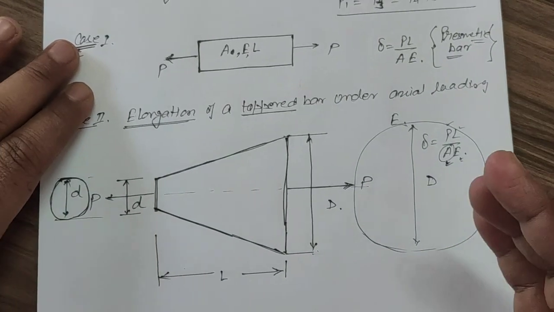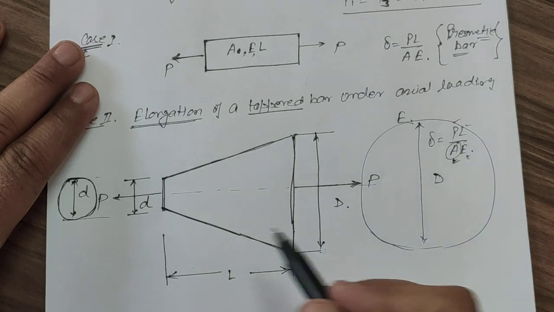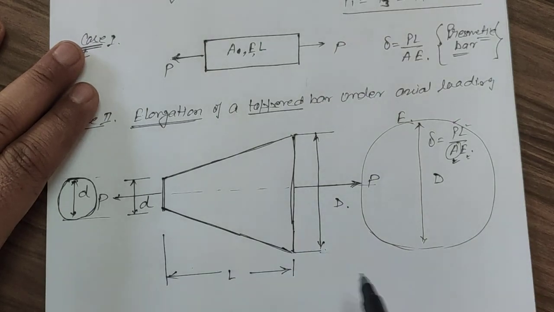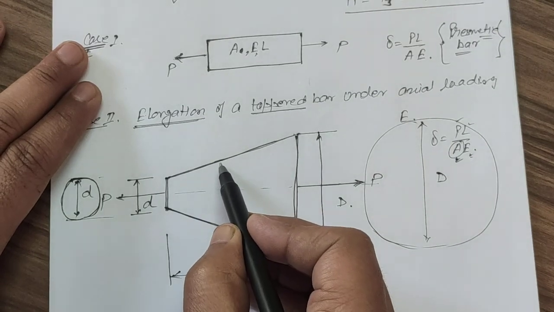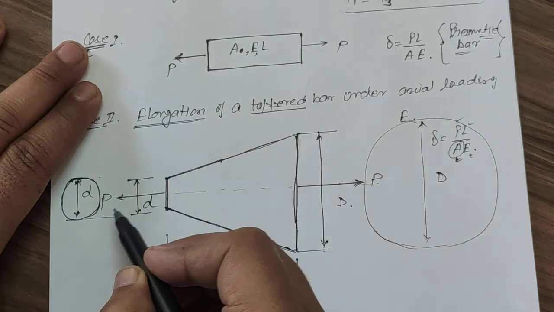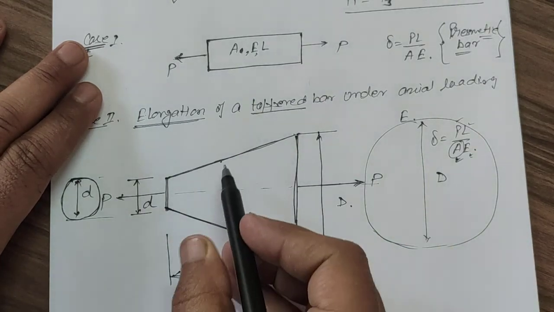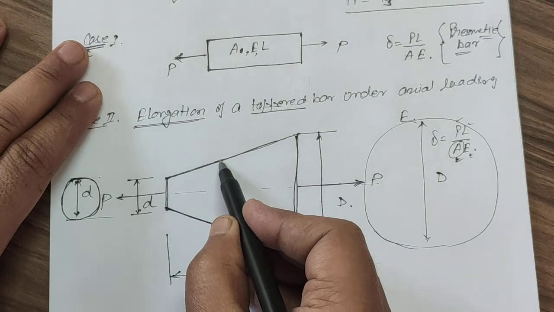Okay, now how are we going to solve this one? Whenever there is a change, and the change is occurring in the direction of length, what we are going to do is go for a section. Whenever we have variation, then the differential terms come into the picture.